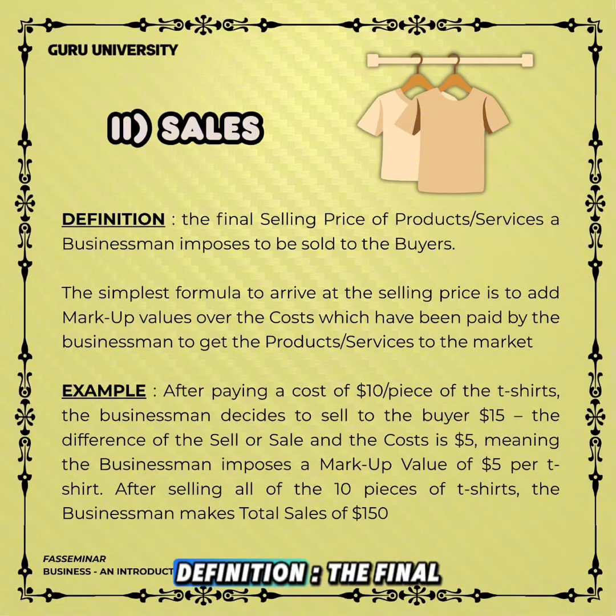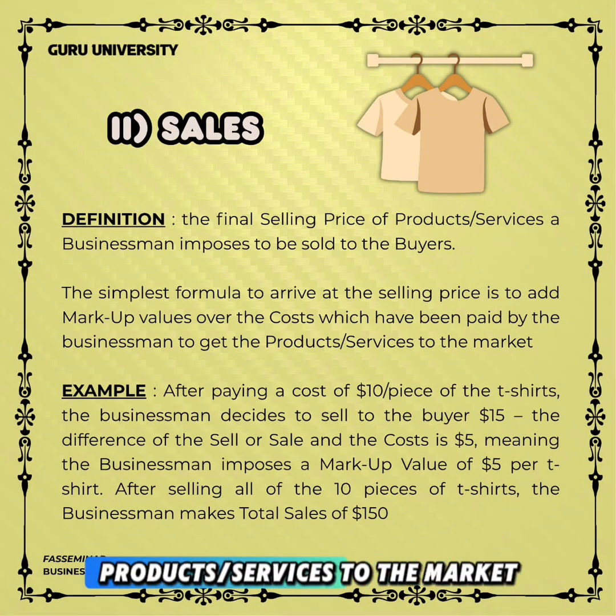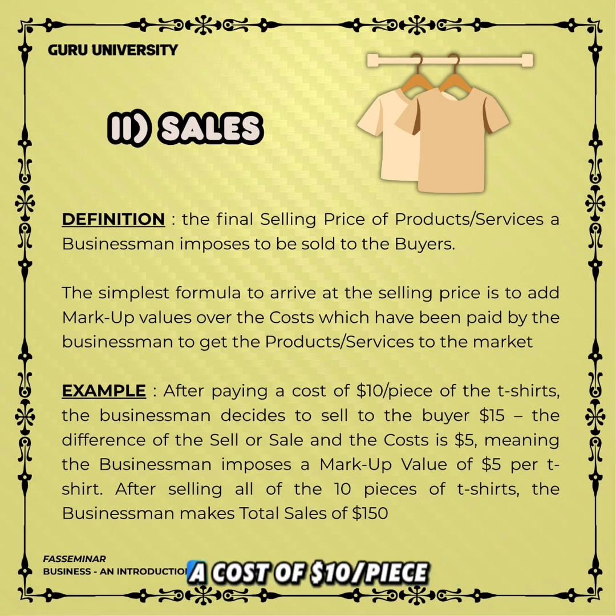2. Sales. Definition: the final selling price of products or services a businessman imposes to be sold to the buyers. The simplest formula to arrive at the selling price is to add markup values over the costs which have been paid by the businessman to get the product or services to the market. Example: after paying a cost of $10 per t-shirt, the businessman decides to sell to the buyer at $15. The difference of the sale and the costs is $5, meaning the businessman imposes a markup value of $5 per t-shirt. After selling all of the 10 pieces of t-shirts, the businessman makes total sales of $150.